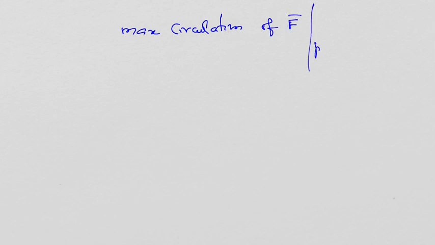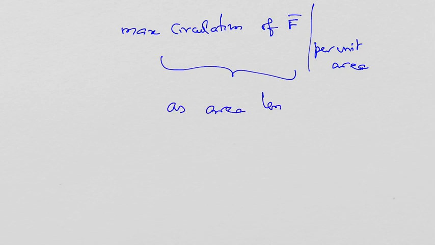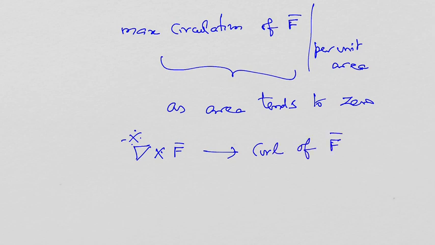Okay. The maximum circulation, or rotation, of F per unit area is the quantity. As area tends to become 0, the curl is defined. Mathematically, del cross F. Look at that, this is the del operator. Del cross F is the notation for curl of a vector field.